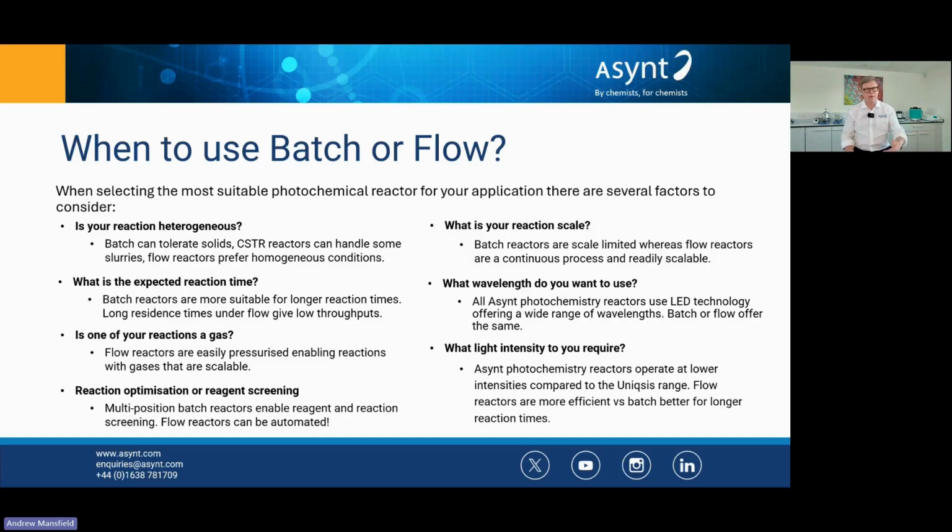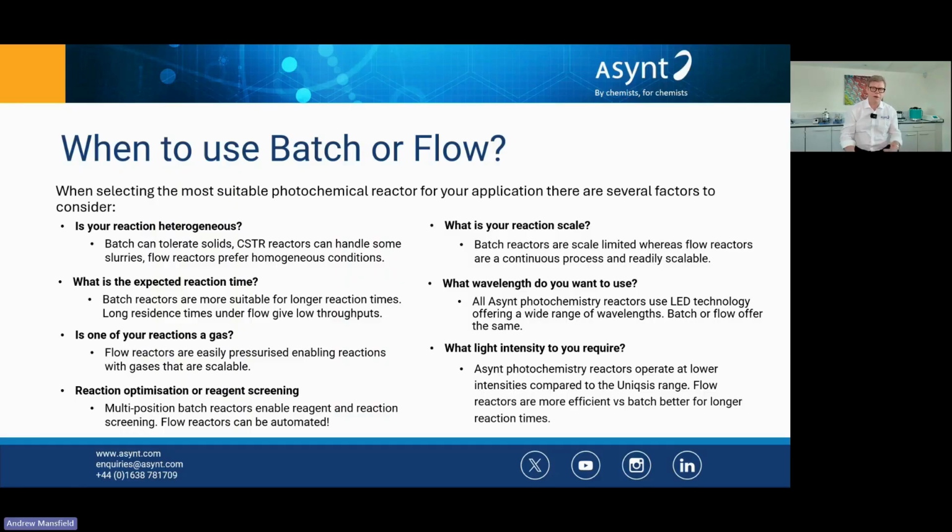Now, CSTRs, or continuously stirred tank reactors, are used lots in flow chemistry applications for handling light slurries and suspensions and for crystallization. So they can handle a certain amount of solids. We have CSTR reactors that we can irradiate with a light source. Sorry, I keep saying illuminate. Whereas the flow reactors are good for scaling, but they really need homogeneous conditions.